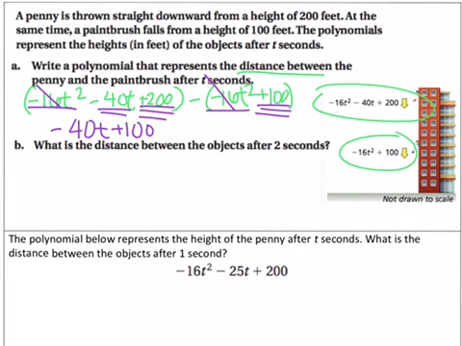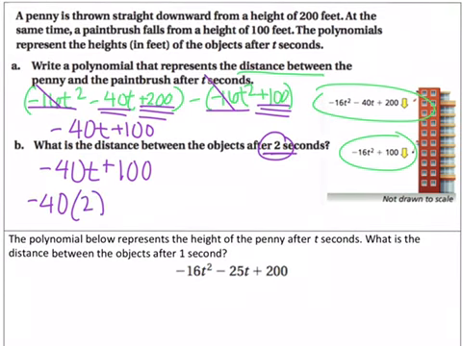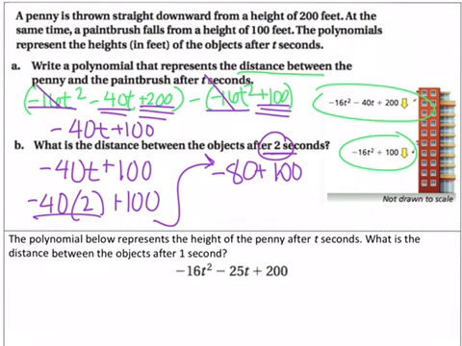Then it says, what is the distance between the objects after 2 seconds? So we already found the binomial, the negative 40t plus 100. Now we just have to plug in 2 for t, because that's your seconds. So we have negative 40 times 2 plus 100. Negative 40 times 2 is a negative 80 plus 100. Negative 80 plus 100 is the same as 100 minus 80. So we have 20 feet, which is their difference.